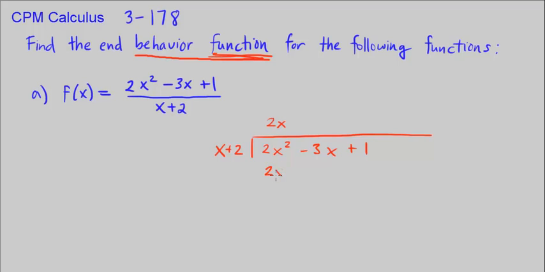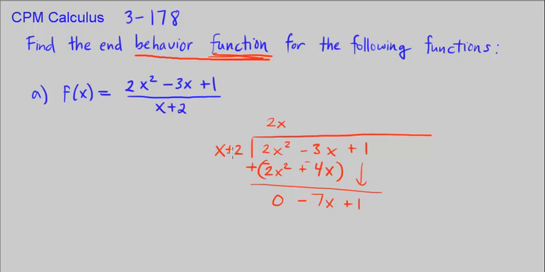This is going to be 2x squared plus 4x, right? And we want to subtract this. That subtraction gets distributed, so it goes to both these terms, right? 2x squared minus 2x squared is 0. Negative 3x minus 4x is negative 7x. Bring down the 1.